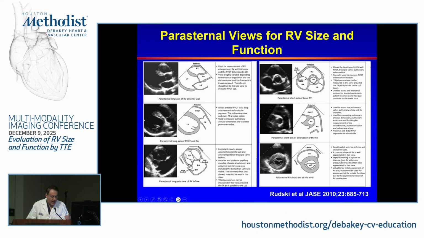Then we have short axis views. This is a cut at the level of the mitral valve. The right ventricle is crescent shaped here, and you get the different walls, the anterior, the lateral, and the inferior wall that sits on the diaphragm.